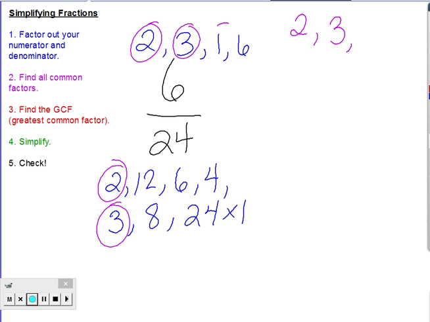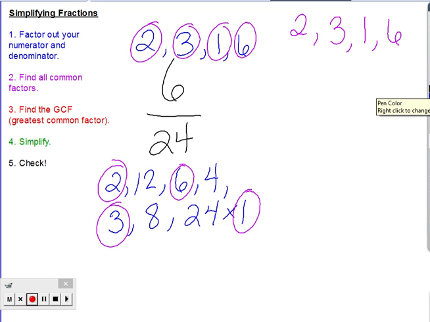Okay, I see that 1 is a factor of both 6 and 24. And I also see that 6 is a factor of both 6 and 24. So I'm going to add those up there, the 1 and the 6. Those are all of my common factors. Now, step 3 is find the greatest common factor. So go ahead and press pause, look at your 2, 3, 1, and 6, and figure out which one of those is your greatest common factor. Press pause now. Okay, hopefully you were able to see that 6 is your greatest common factor.